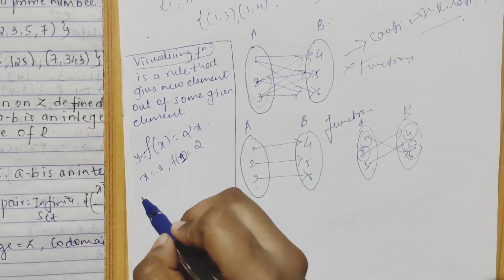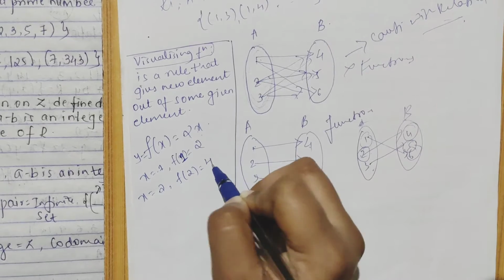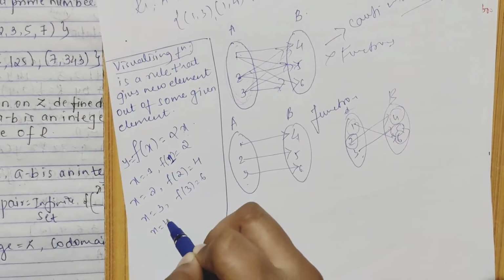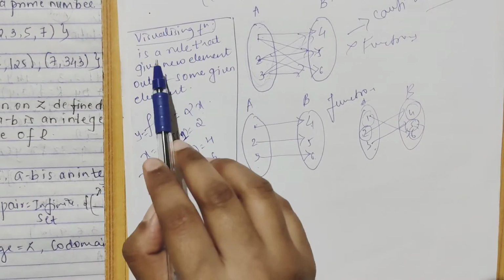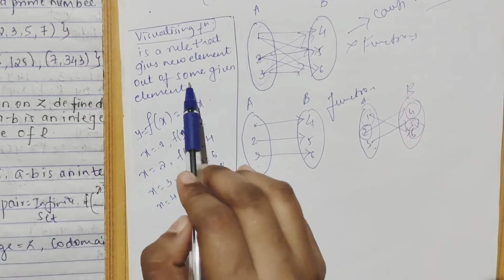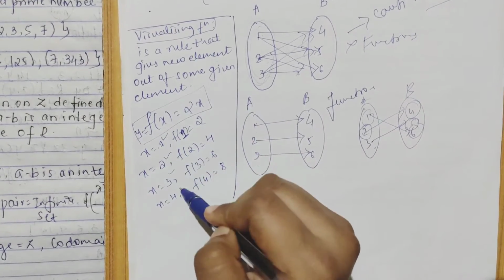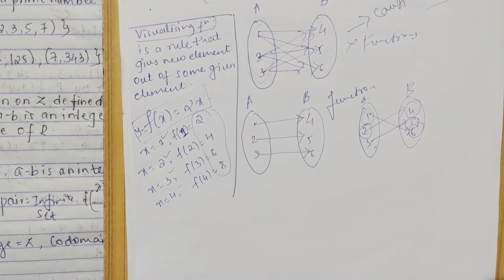y is equal to f of x. Now if I put x equal to 2, my f of 2 will be what? 2 into 2 is 4. If I give x equal to 3, my f of 3 will be 6. If I give x equal to 4, my f of 4 will be 8. So see, it is telling a rule that gives a new element out of some given element. So this is already a given element, and whenever you put the numbers, you get new elements. So this is a rule. We call this also a function.